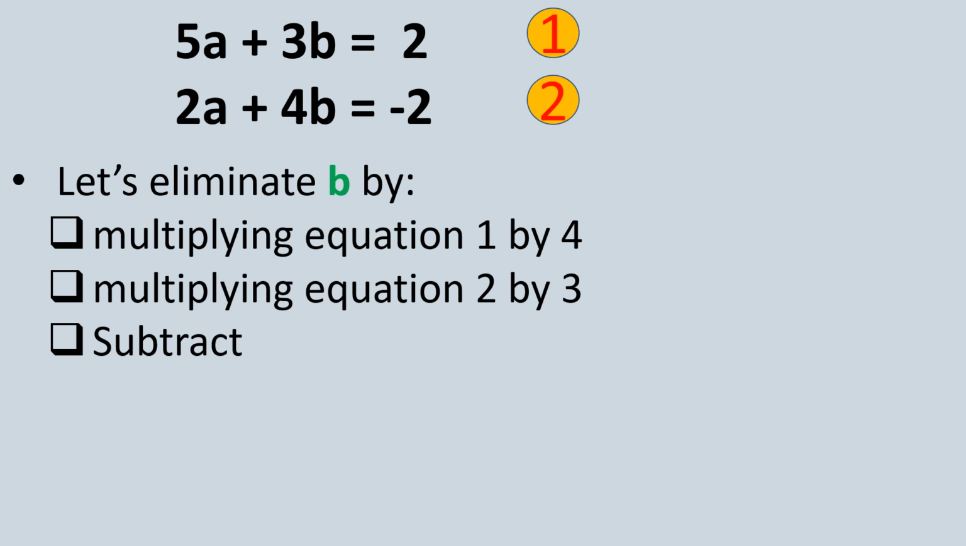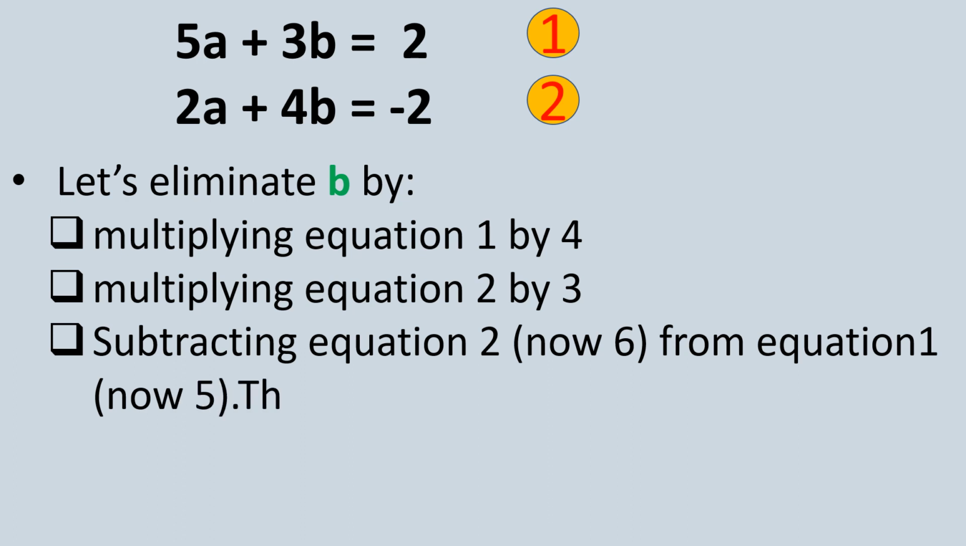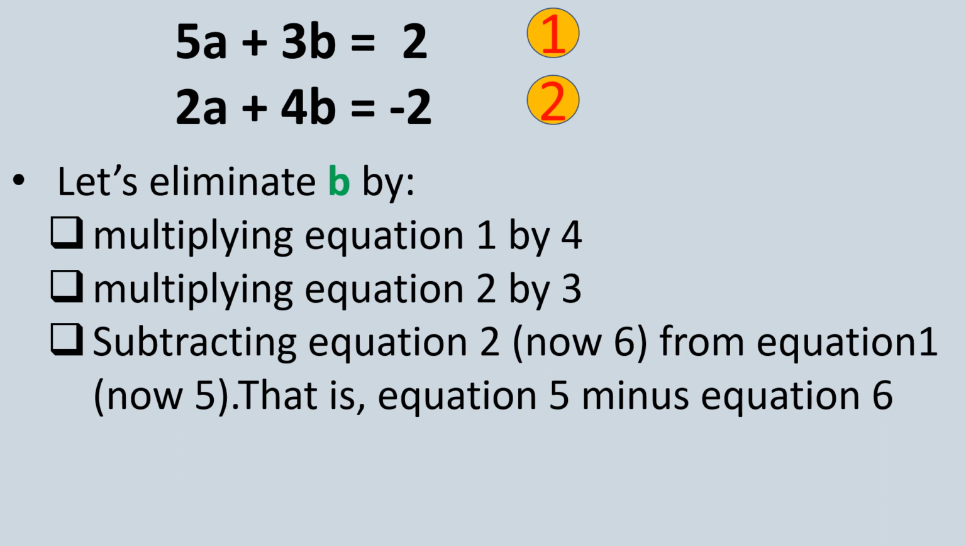What do we mean by elimination? Elimination means getting rid of. In this particular case, we want to eliminate the variable b so that we can now solve for a. Now, how do we go about doing this? Let's look at the terms that have b in equation 1. Likewise, we also look at the terms that have b in equation 2. In equation 1, we have 3b. In equation 2, we have 4b.